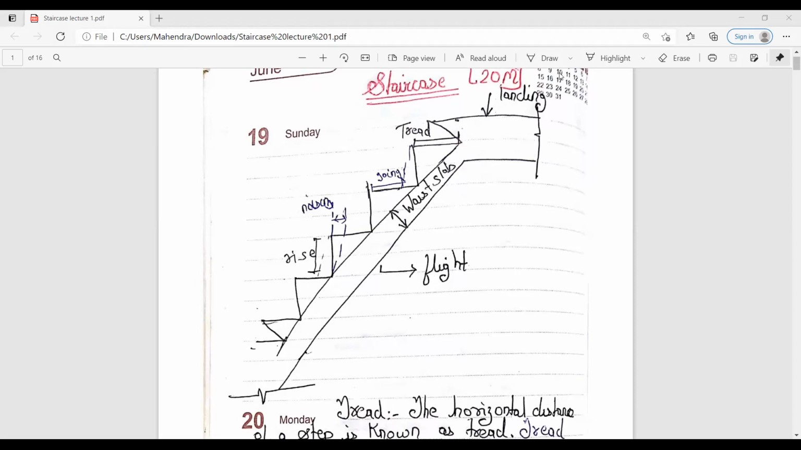So this vertical portion is known as rise, and this horizontal one is known as tread, and this portion over here is known as nosing, and this horizontal portion is known as going. So all the students are requested to draw this diagram.